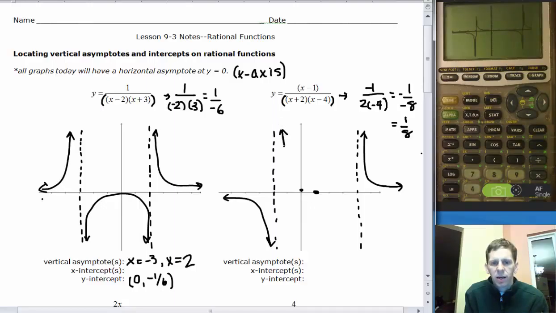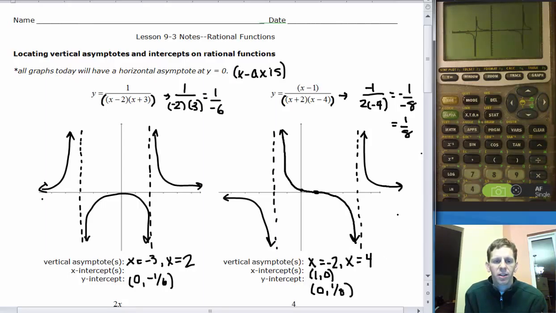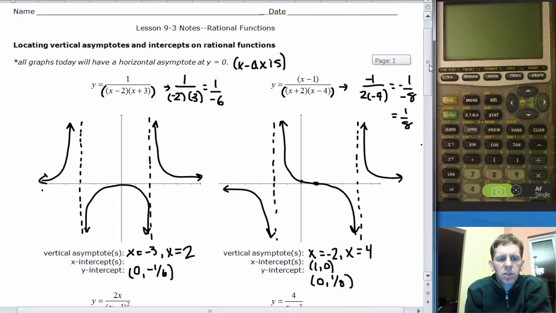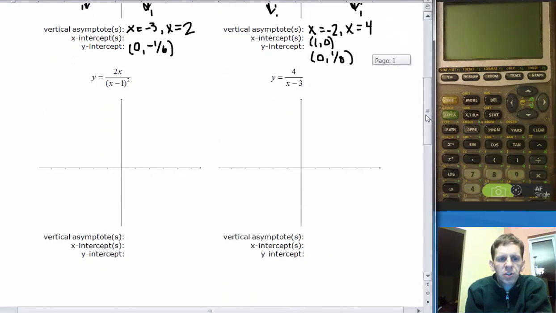And our graph is going to kind of come down here, through the y-intercept, through the x-intercept, and down like so. The vertical asymptotes again are x equals negative 2 and x equals 4. We do have an x-intercept this time. It's located at (1, 0). And the y-intercept is located at (0, 1/8). If you want to use the decimal equivalent, that's fine. So again, let's review how to find these various parts of our rational functions.